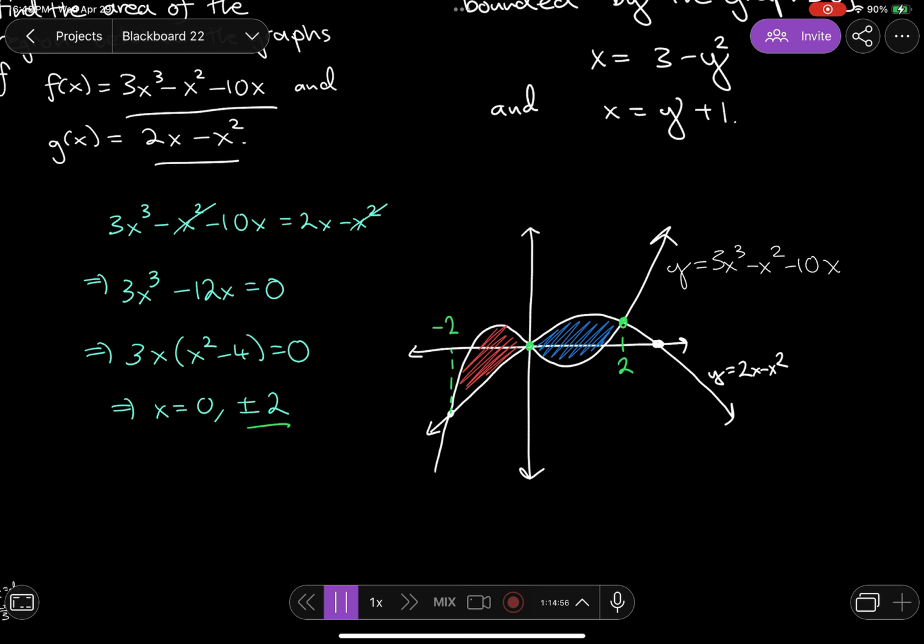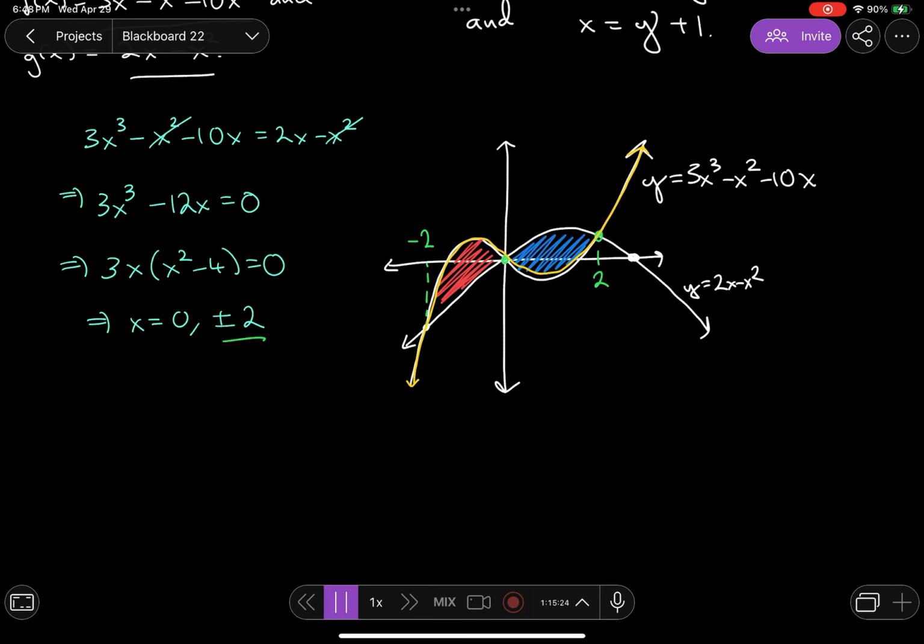All right, so this top function, well, the top function flip-flops. So here, let me use maybe color here. This function right here is going to be the cubic. So for the red area, the yellow function is above the white function. But for the blue area, the white function is above the yellow function. So if I want to do this properly, I have to split this into two different integrals and then add them up.